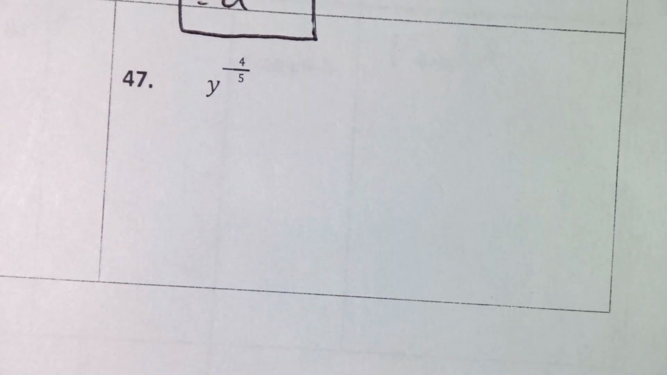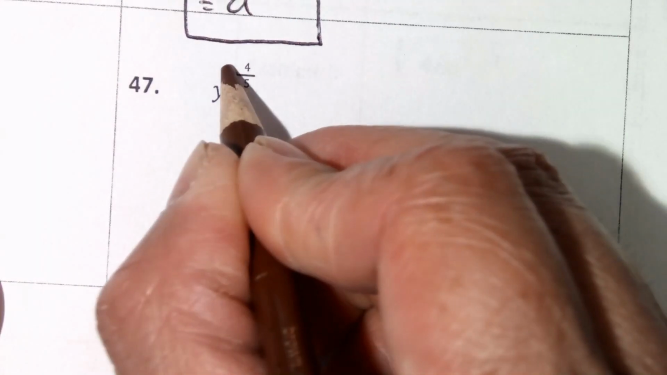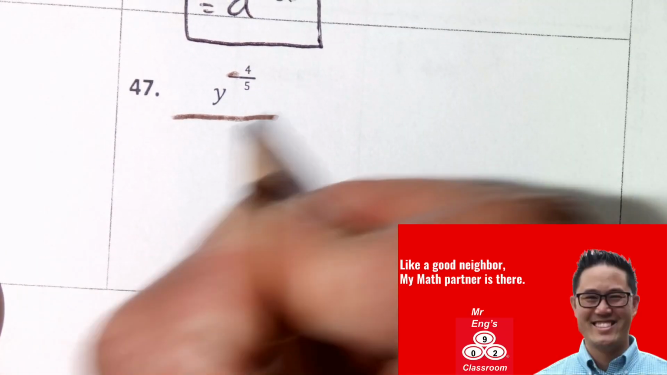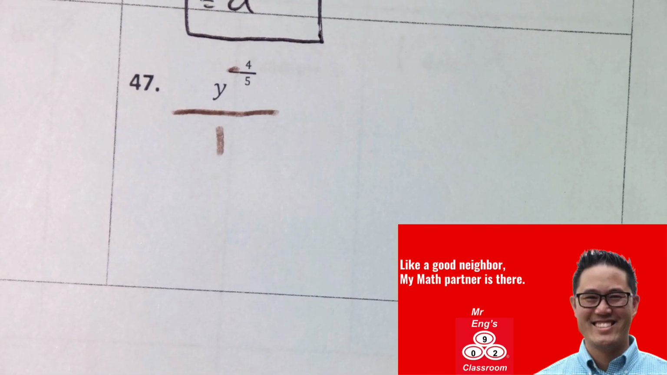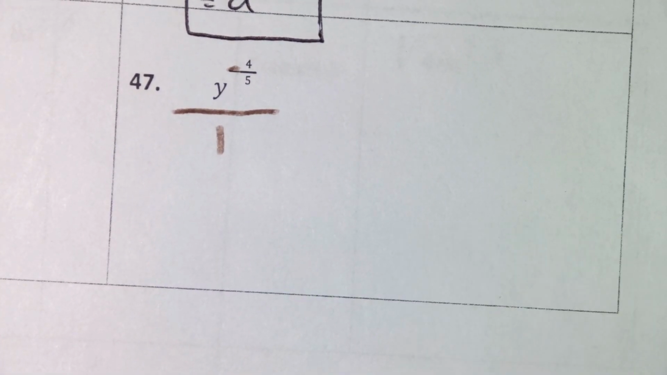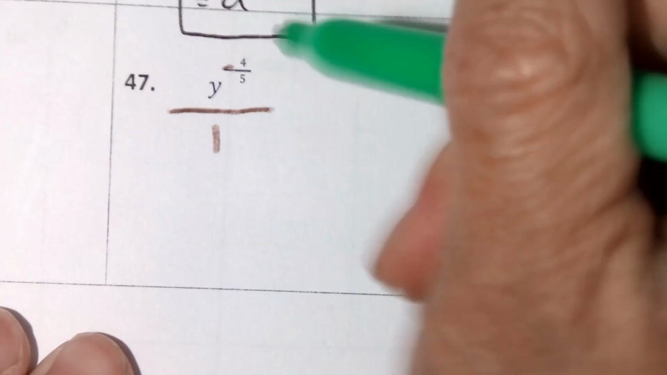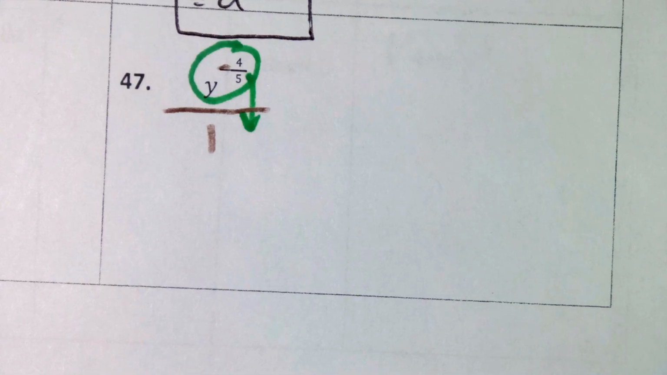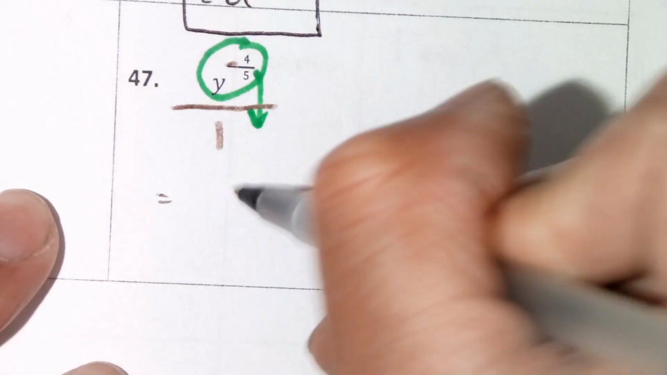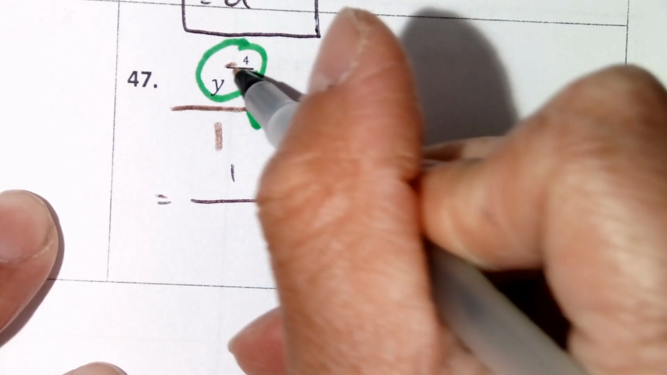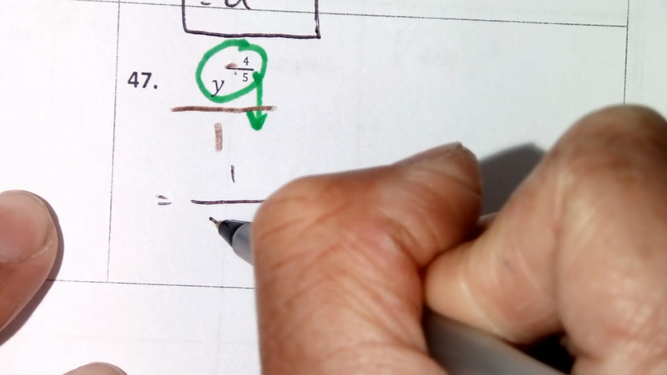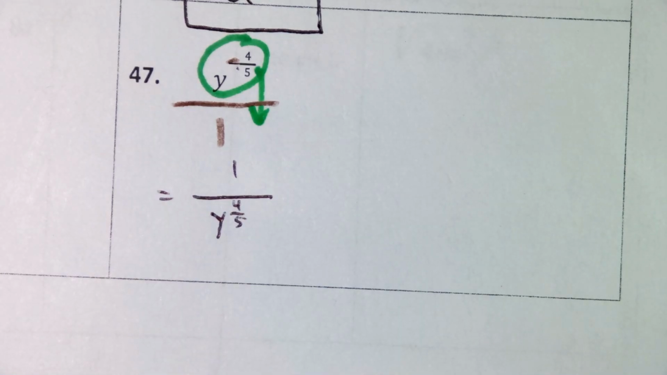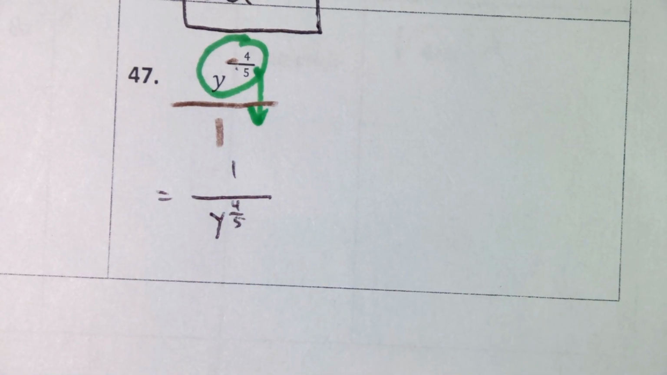Alright, question number 47. Y to the negative 4/5. So we should recognize right away the negative exponent, so put it over 1 to make it a fraction. So we know that there's a top and the bottom there. And the negative tells me to move it down. That's why I circled it and put it in green there. So let's go ahead and move that. And now the y to the 4/5 there.